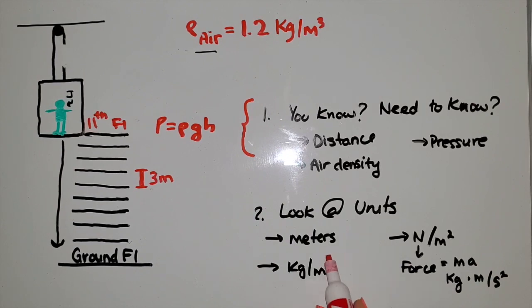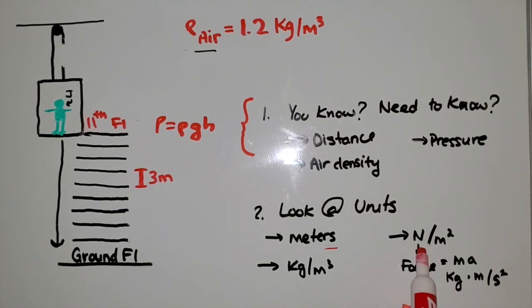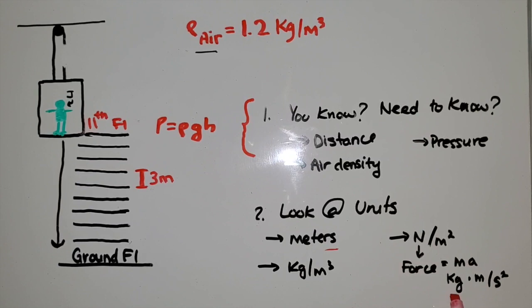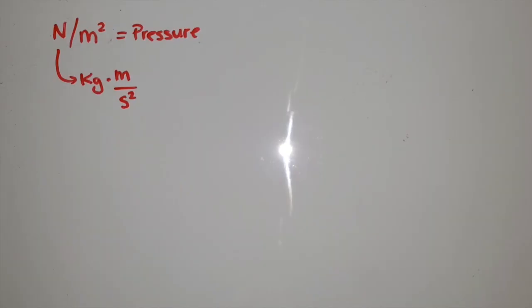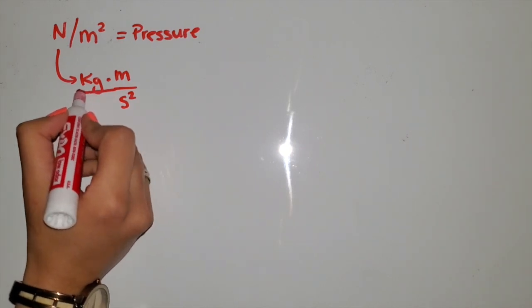So we know that we're given meters, we're given kilograms per meter cubed, but we need to figure out newtons per meter squared. So now we know that newtons is kilograms times meters per second squared. Now I'm just going to combine the two terms and see what we get. Like I said, we're solving for newtons per meter squared. We know newtons is kilograms times meters per second squared. So I'm going to just combine this. Let me just extend this.